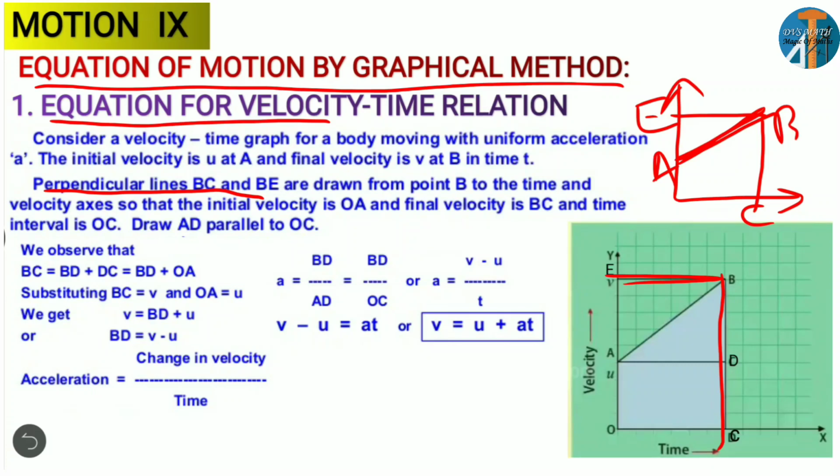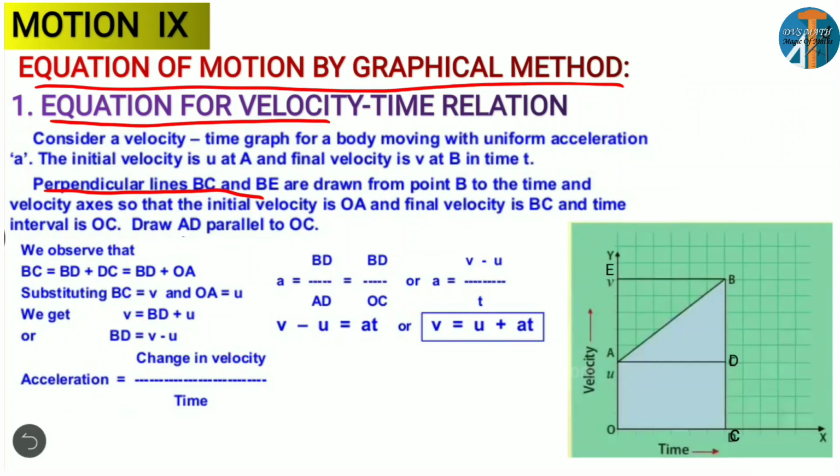So from that we have to draw. Then point B and the time axis and initial velocity OA. Observe here, OA is initial velocity, this is U. BC is final velocity, this is V. The initial velocity OA, final velocity BC, and the time interval is OC. So this is the time interval, T. Again I am explaining, listen carefully.